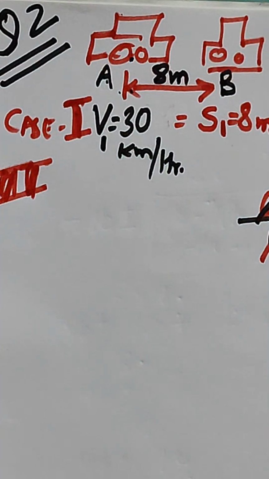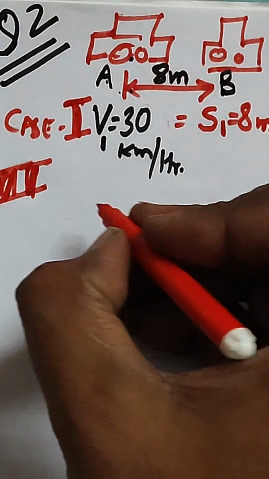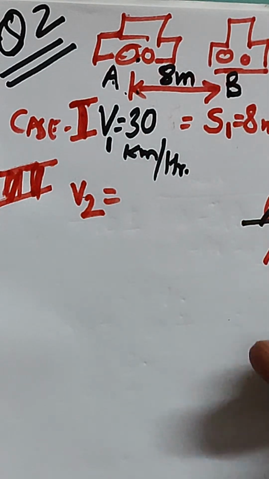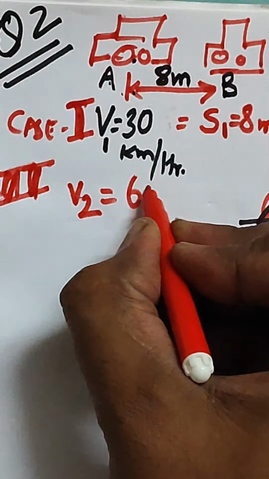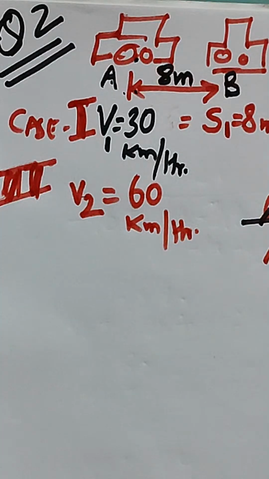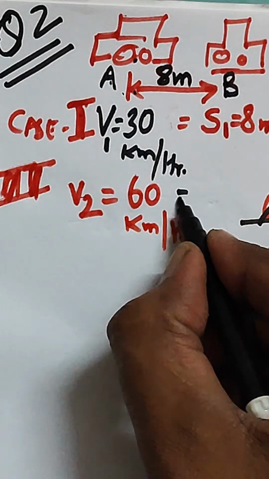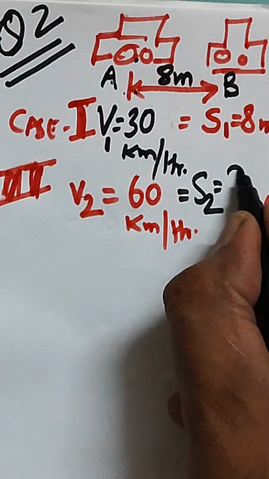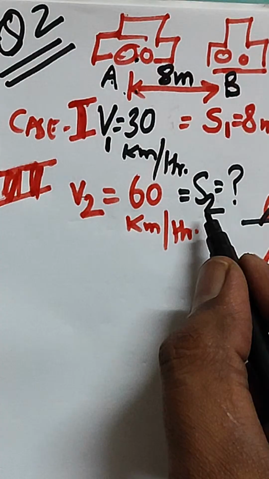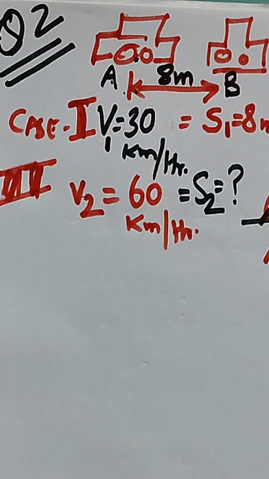Into scenario 2, it has been asked that if the velocity V2 is given to you as 60 km per hour, then what will be the value of S2? After how much distance will the car stop when the car was moving with a velocity of 60 km per hour?